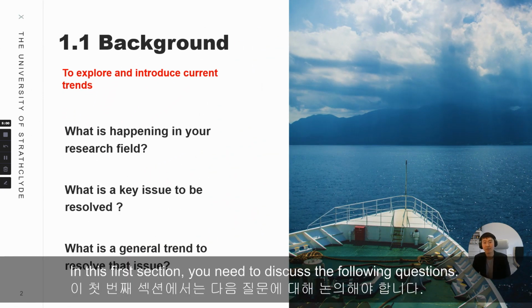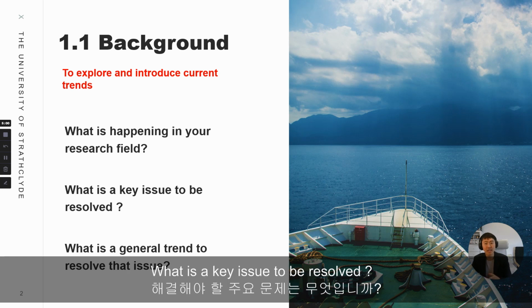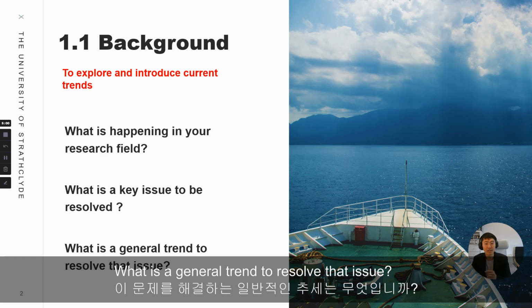In this first section, you need to discuss the following questions. What is happening in your research field? And what is a key issue to be resolved? And what is a general trend to resolve that issue?